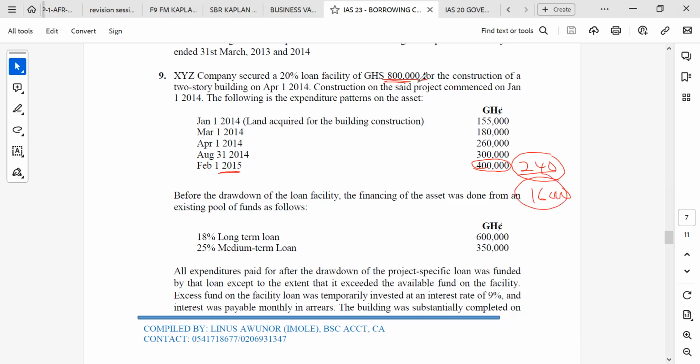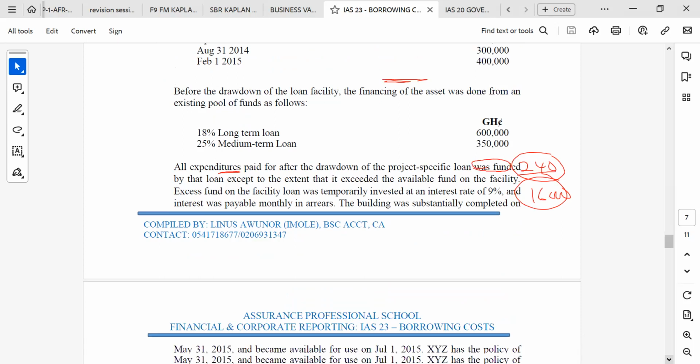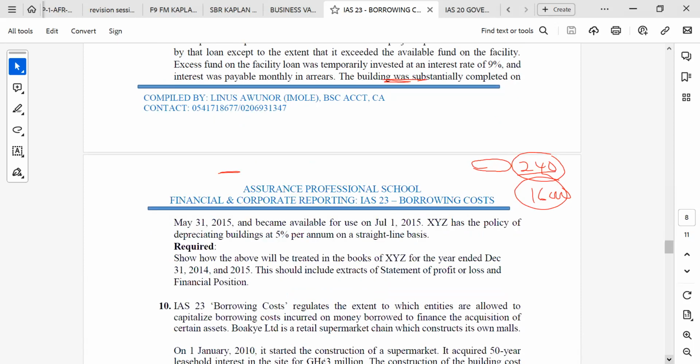Okay, the question now is, when was the building completed? When was the construction completed? The building was substantially completed on 31 May 2015 and became available for use on 1st July 2015.